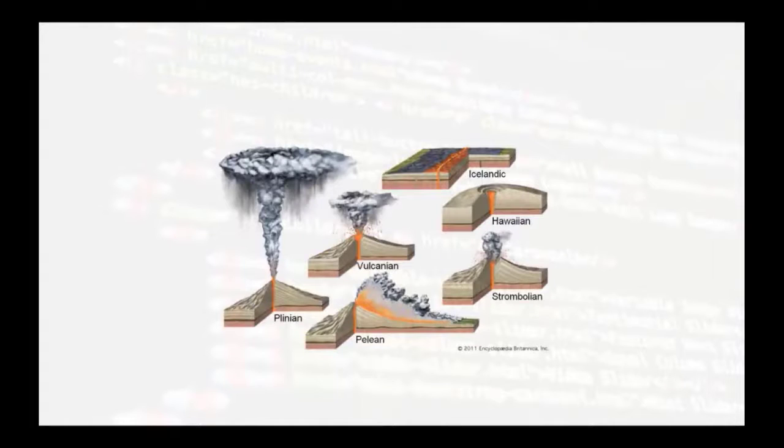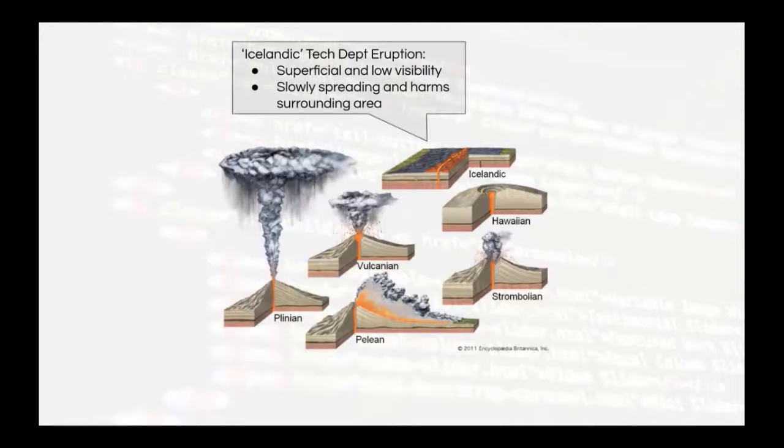So what kind of eruptions could there be? There could be as many different kinds as there are different kinds of products and code stacks, but here's a few. So an Icelandic eruption, where it's superficial and has a low visibility, it spreads slowly and harms the surrounding area. This could be something like team-owned environments. They have a low visibility for others, but it spreads issues everywhere because the team themselves could not test properly, as an example.